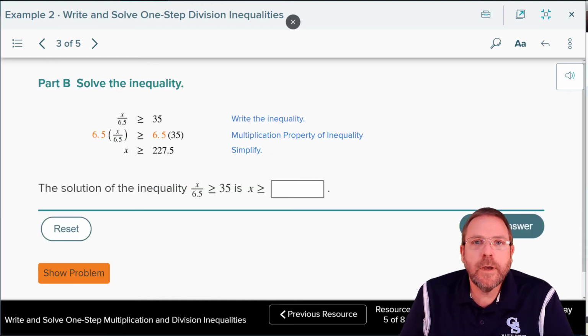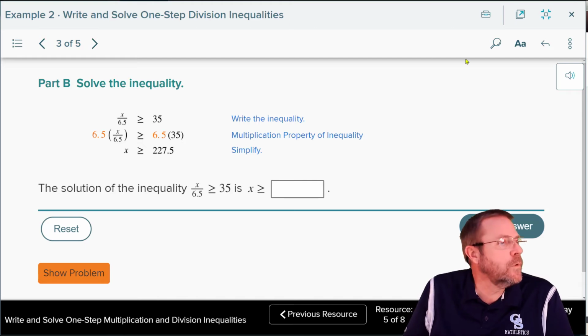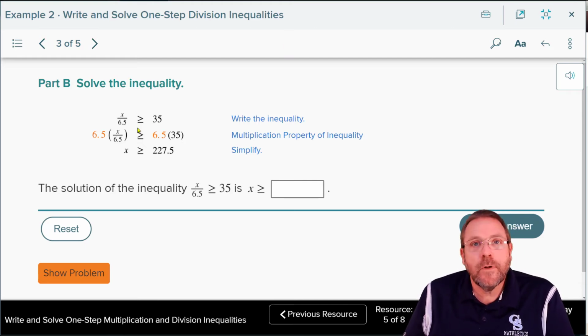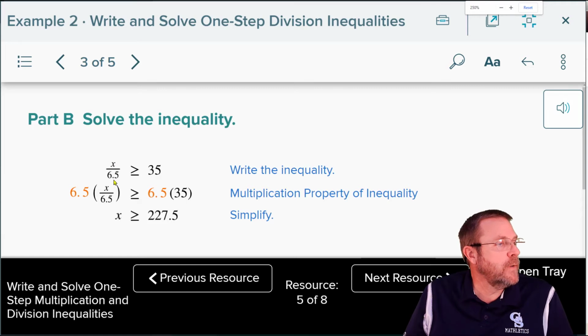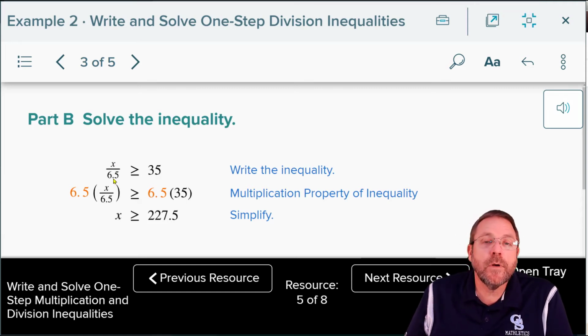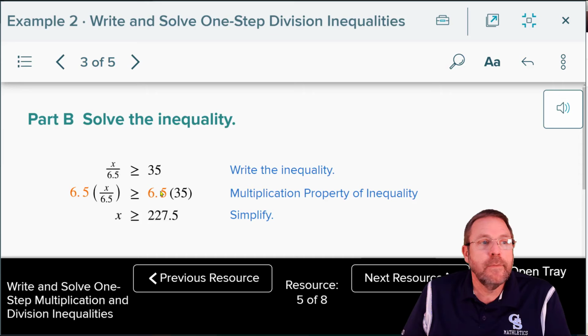Now the textbook got a little overzealous in showing the work here, but I think y'all can follow along with what they did. They had their original inequality that they created. They said, well, our variable x is being divided by 6.5, and we're going to undo dividing by 6.5 by multiplying 6.5 on both sides of the equal sign. When they did that, these 6.5s divided out, becoming 1. 1 times x was x.